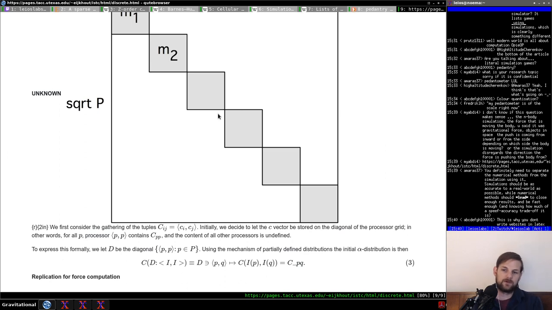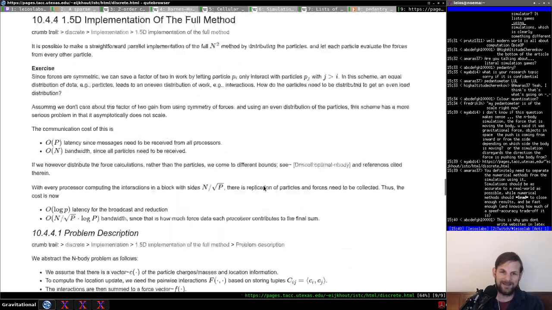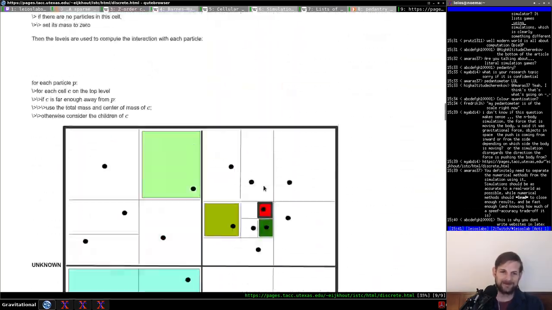I don't fully know if I understand the question. This is why you don't write websites in LaTeX. Could be because of the H box at the top.